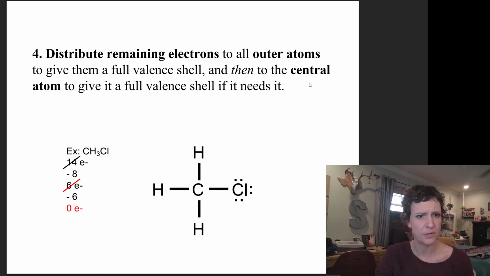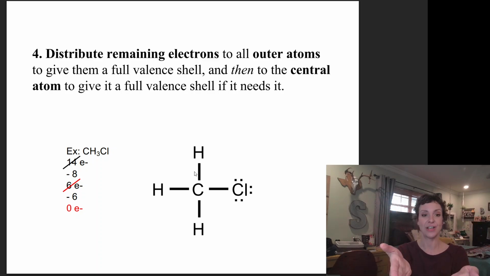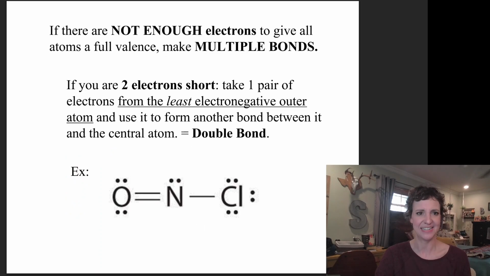I needed to distribute the rest to the central atom. I've got carbon still to keep in mind. But check. Carbon. Y'all, he already has 8. So he's totally happy. So after you've done this, you fill up all the outer atoms until they're happy, make sure that central atom is happy, and then you are good to go. We love this. This is easy enough, right?